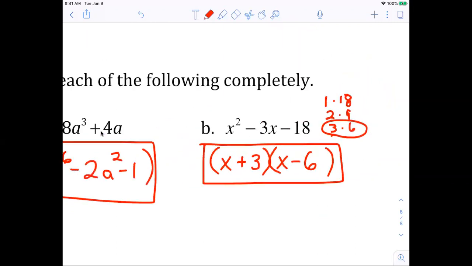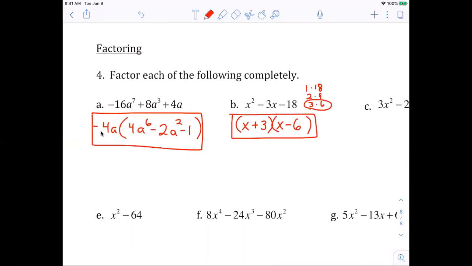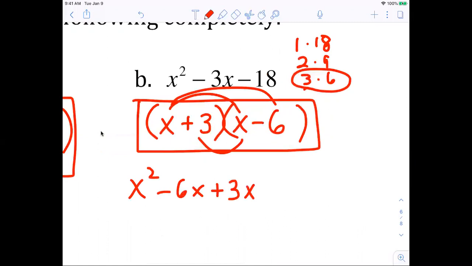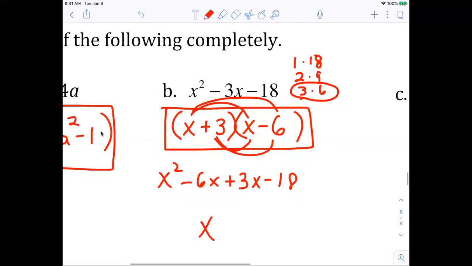Now, until you get really good at factoring these trinomials, it's always a good idea just to re-FOIL this out. x times x is x squared, minus 6x plus 3x minus 18, which does reduce to x squared minus 3x minus 18. So we factored it correctly. And again, the boxed part, this is our answer, what is in the box.